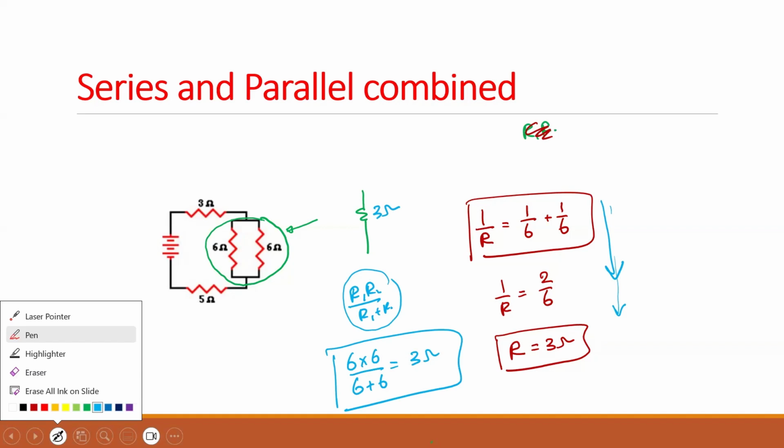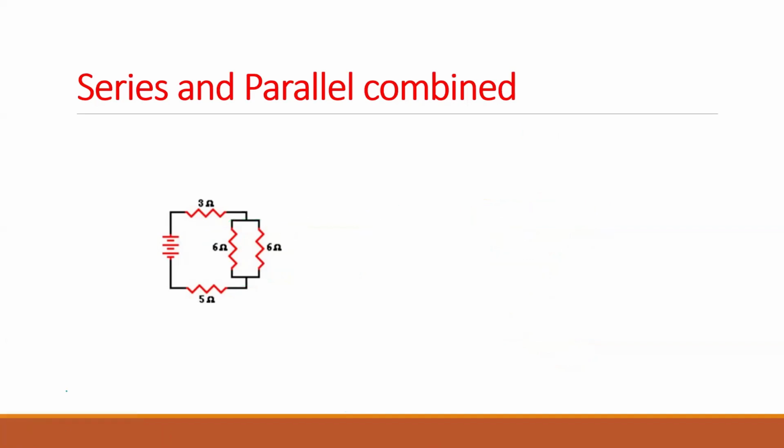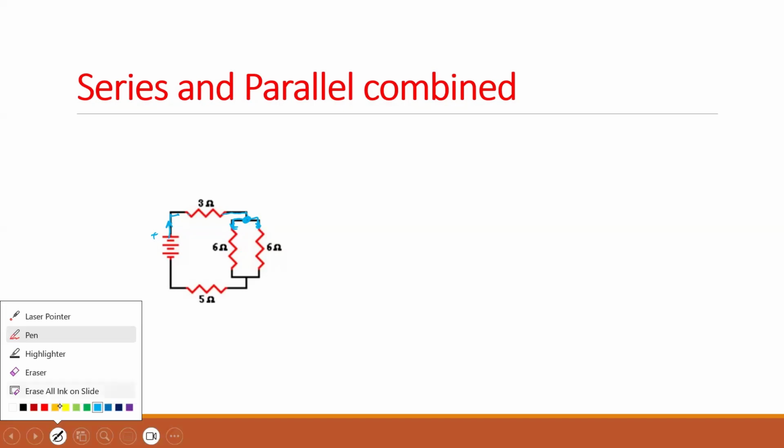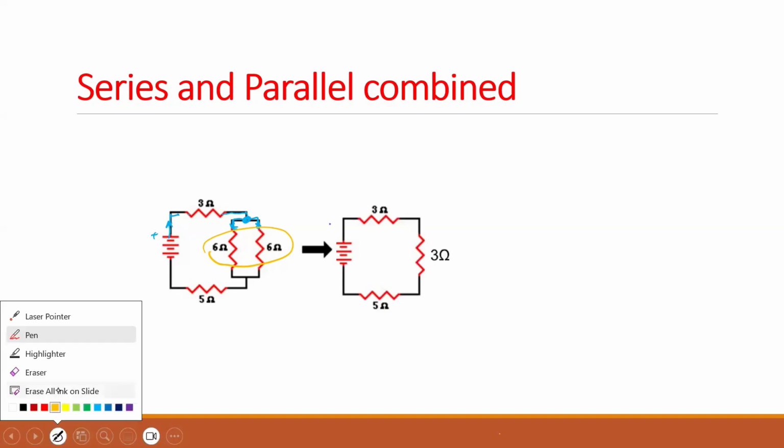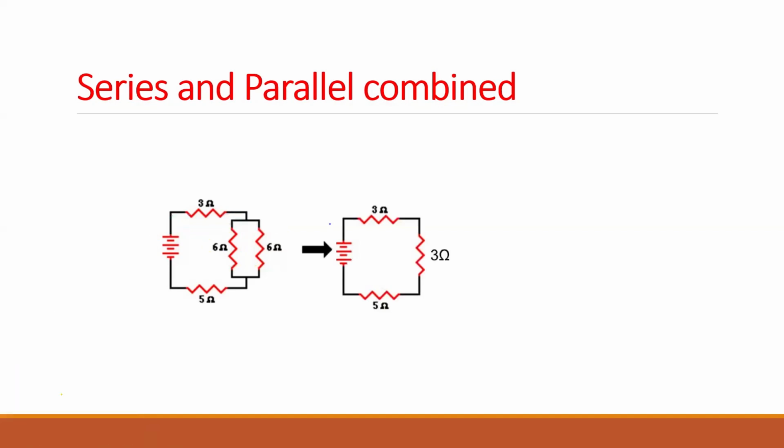Anyone have any question about converting these two parallel resistors? Why are they parallel? They do not have the same current. The current coming out from the positive side comes to this node and it is splitting. If you have the same current across the resistors, I told you it is series. But here the current is splitting, so they are in parallel. So these two we can convert to a single resistor. So that is equal to this. Do you agree? Anyone have any question?